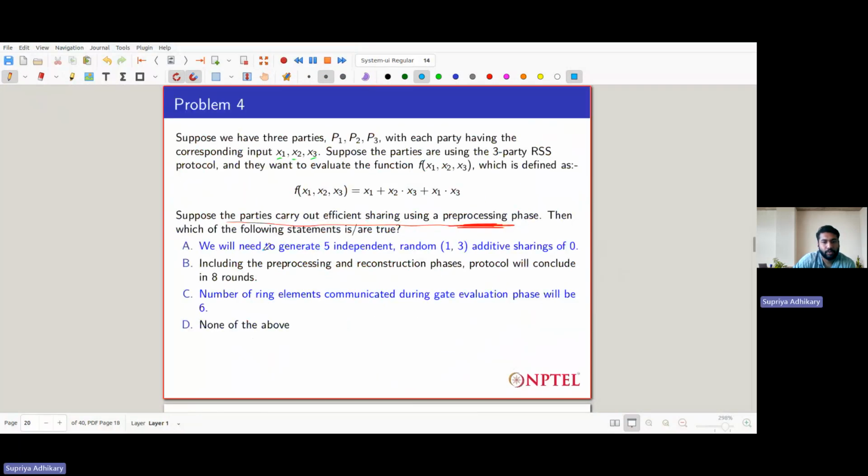So option A says that we will need 5 independent random 1-3 additive sharings of 0. That means we need 5 independent random pre-processed data. So A is true. Now, option B says that including the preprocessing and reconstruction phase, the protocol concludes in 8 rounds. We'll check whether it's true or not. And then the number of ring elements computed during the gate evaluation phase will be 6. We will also check that. So we will check B and C. Option D is obviously not correct because A is already correct, as we have seen.